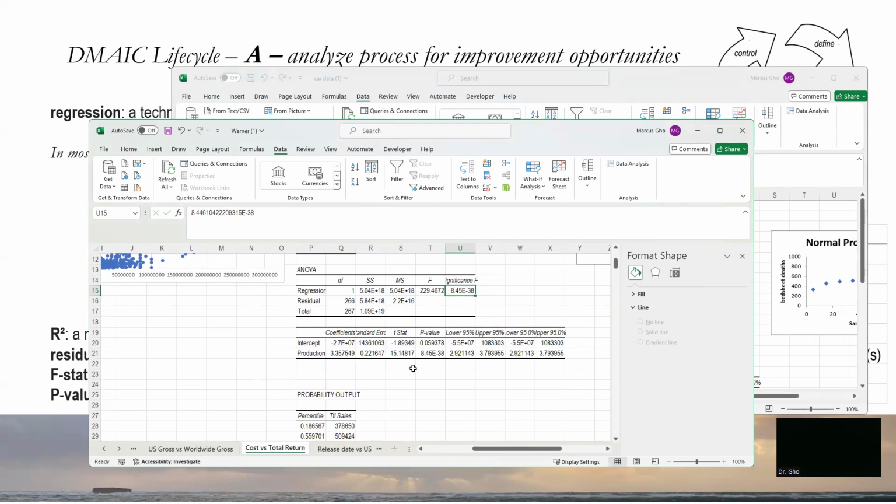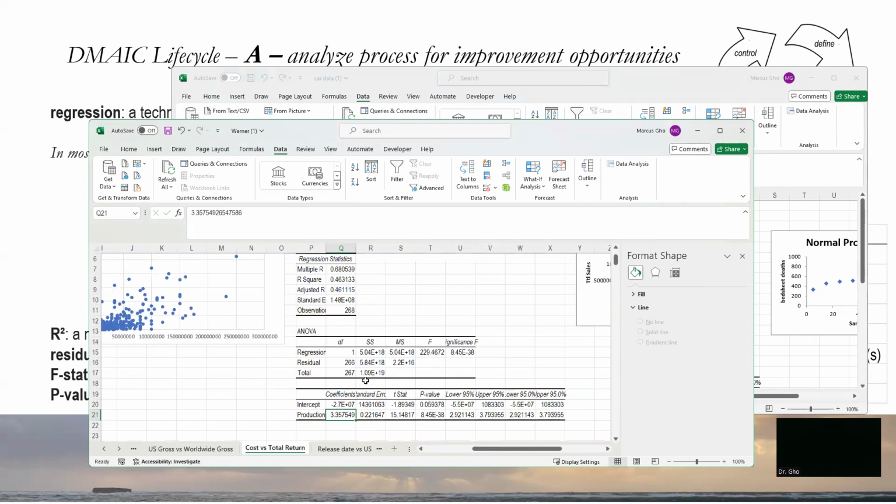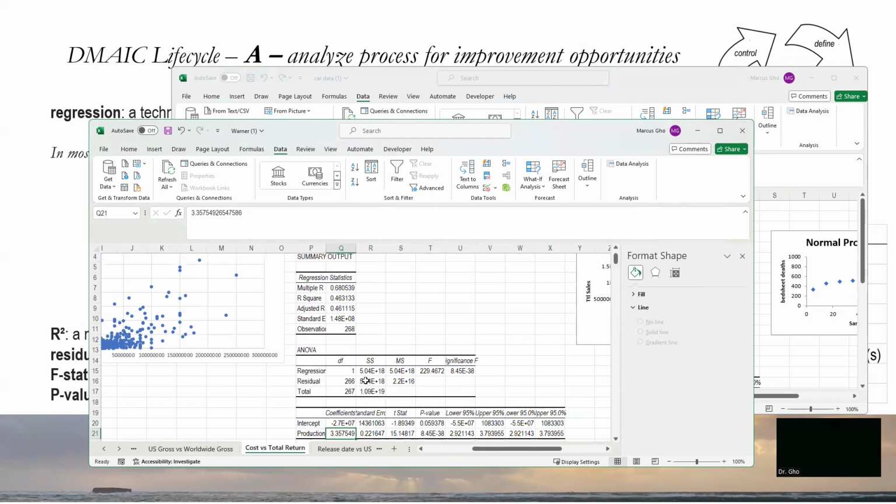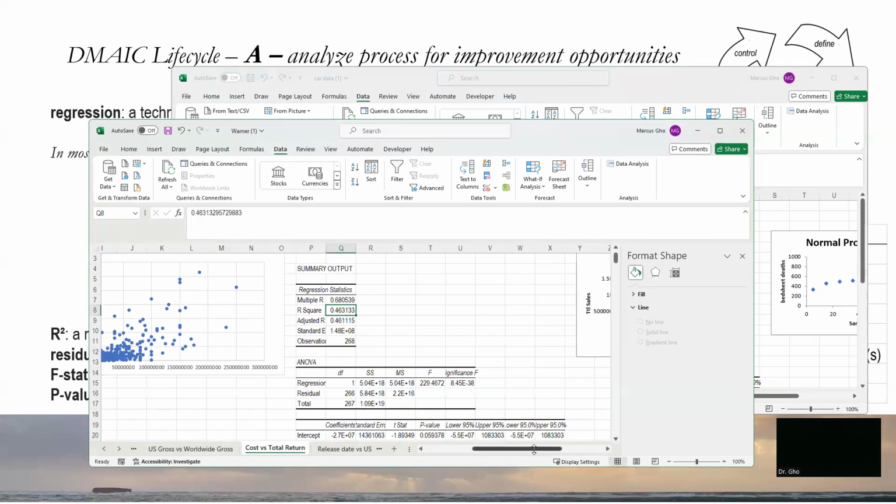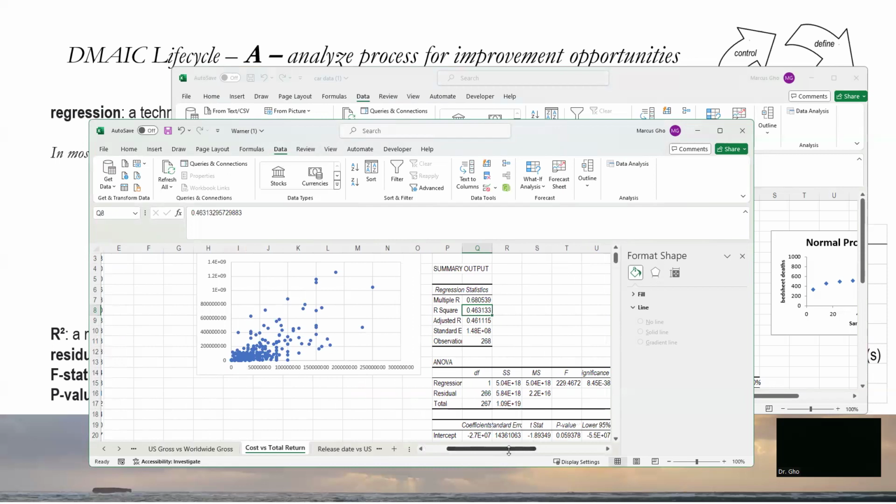If we look at the t-stat, for every production budget dollar, according to this model, it adds $3 of revenue. That's a pretty good return on investment. But with an R squared of 0.46, you're only explaining about half the time. That means there are a lot of other things that would explain the worldwide revenue for sales. Okay, there's our single regression example.